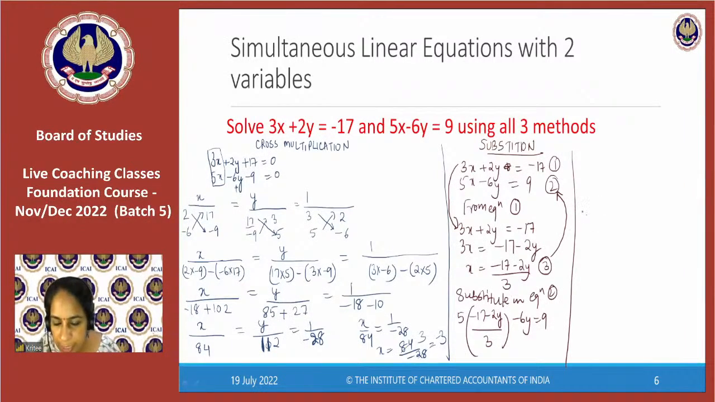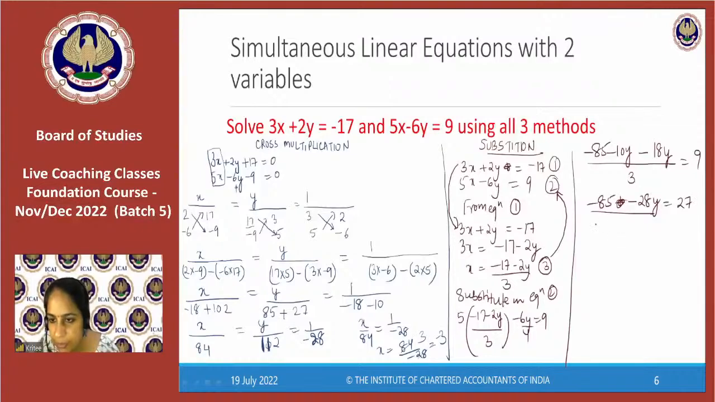So I will take up the LCM quickly. It looks like this. Minus 85. I'll just open the bracket. Minus 85 minus 10y, whole by 3, now minus 18y, because it didn't have any denominator, equals to 9. So minus 85, this is now minus 28y. Minus minus is added. Is equal to 27. So minus 28y is equal to 27 plus 85, which is equal to 112.